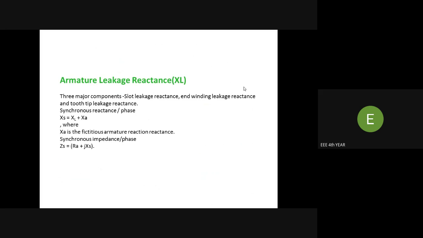The armature leakage reactance has major components: slot leakage reactance, end-winding leakage reactance, and tooth-tip leakage reactance. Synchronous reactance per phase is defined as the addition of leakage reactance plus armature reactance, where XA equals the armature reaction reactance. Synchronous impedance per phase ZS equals the square root of Ra squared plus XS squared.